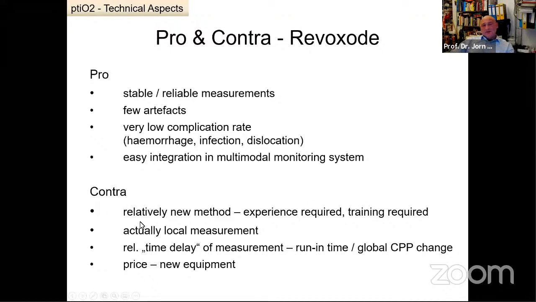Against using the method is that it's relatively new. You need a bit of experience, and it's actually a local measurement. You have to always be aware of this when you interpret the readings. And you also have a time delay of the measurement, because if you insert the probe, you have to wait for a certain amount of time because of the trauma you actually create by insertion of the probe. It takes up to half an hour until you can actually use the readings properly, sometimes even a little bit longer. And it's sometimes not really cheap.